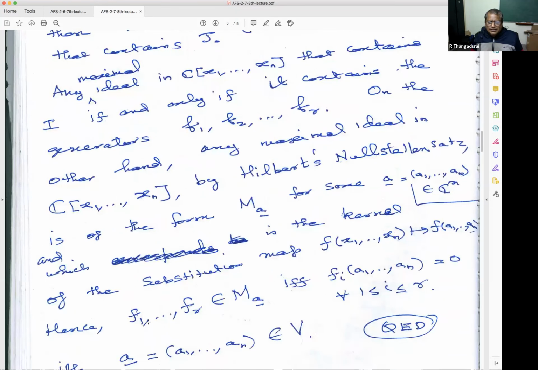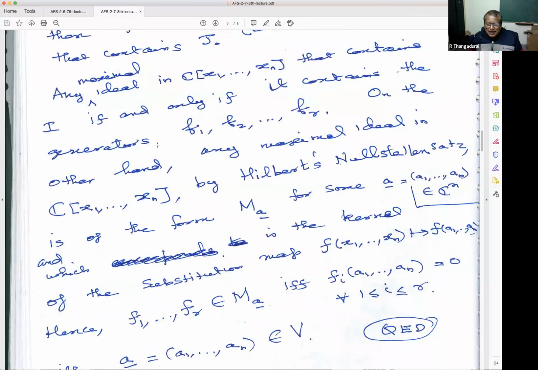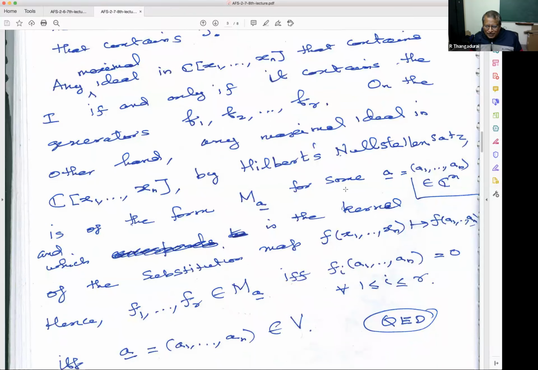Hence, once the maximal ideal contains I, it means the maximal ideal contains F1, F2, F3, ..., Fr, but the maximal ideal looks like M_a for some point a in C^n. Since F1, F2, F3, ..., Fr are inside M_a, that is true if and only if Fi(a1, a2, ..., an) is 0, because M_a is nothing but the kernel of the substitution homomorphism. So whatever maximal ideal you take, it corresponds to one point through M_a.